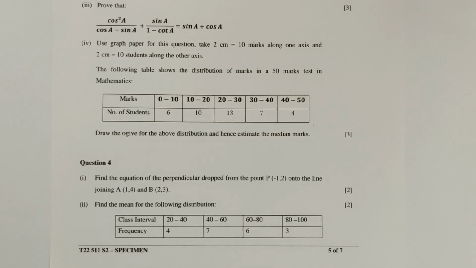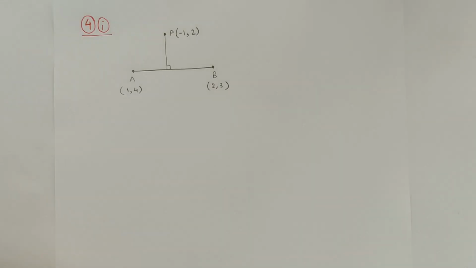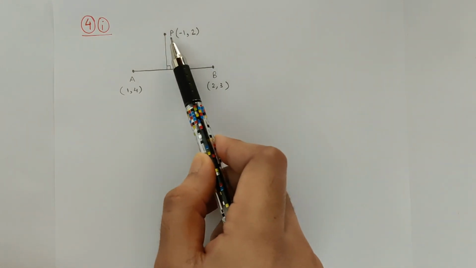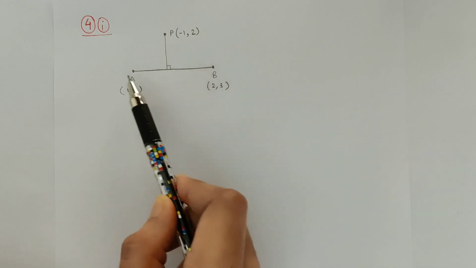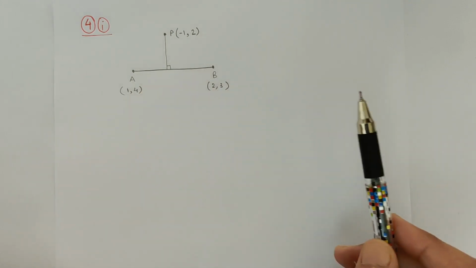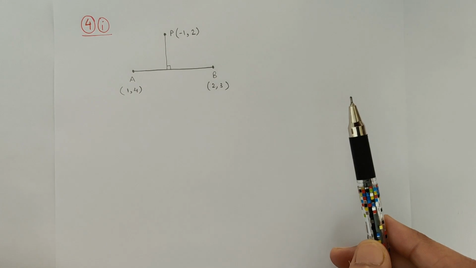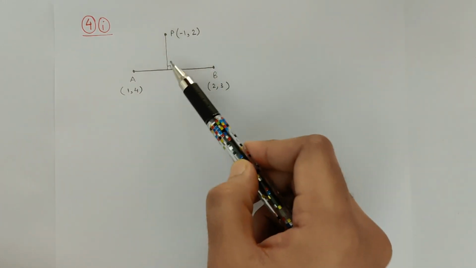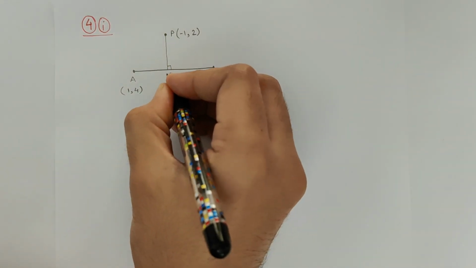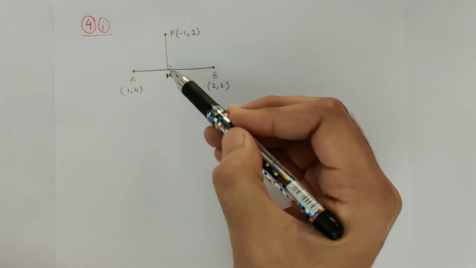Moving on to question number 4, part 1. You have to find the equation of the perpendicular dropped from the point P minus 1, 2 onto the line joining A, 1, 4 and B, 2, 3. Let's do it. So guys, it is given in the question that a perpendicular is dropped from the point P minus 1, 2 onto the line AB. Now we have to find the equation of the perpendicular drop. That means this line. I'll take this point as M. So we have to find the equation of the line PM.